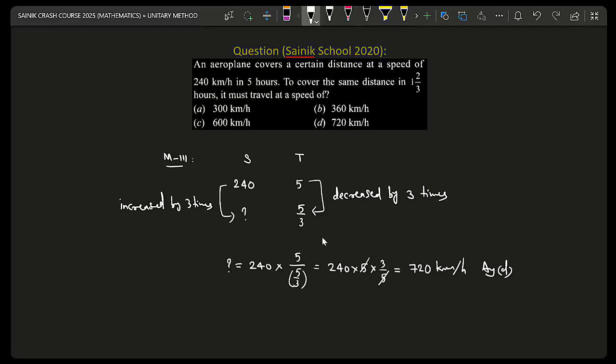So without writing all these things, just by looking at the question, without using pen and paper, we get the answer 720, isn't it? Yes, sir. Such things you will get by practice. Okay? Okay, very good. So all of you, this is the answer: 720 kilometers per hour.